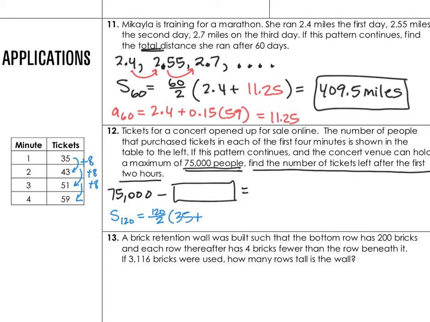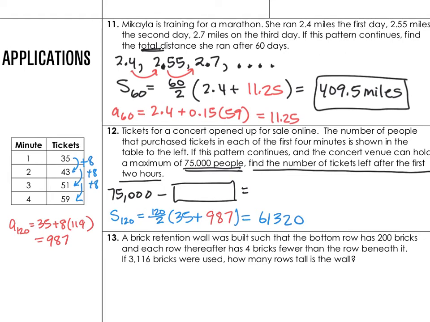Okay, they didn't give us the last term, so we got to find the last term. So I'm going to go over here and find the last term. So the last term, a sub 120, would be the first term plus 8, 119 times. What does that come up to be? 987, I think. Okay, so 987 has to go here. And then that sum is 61,320.